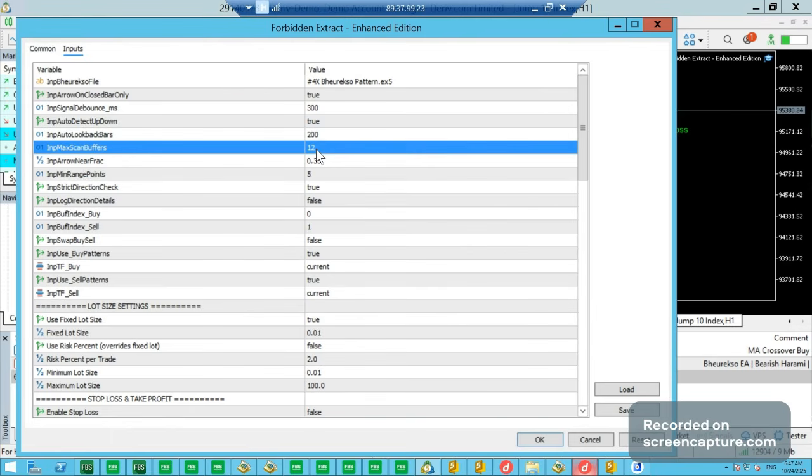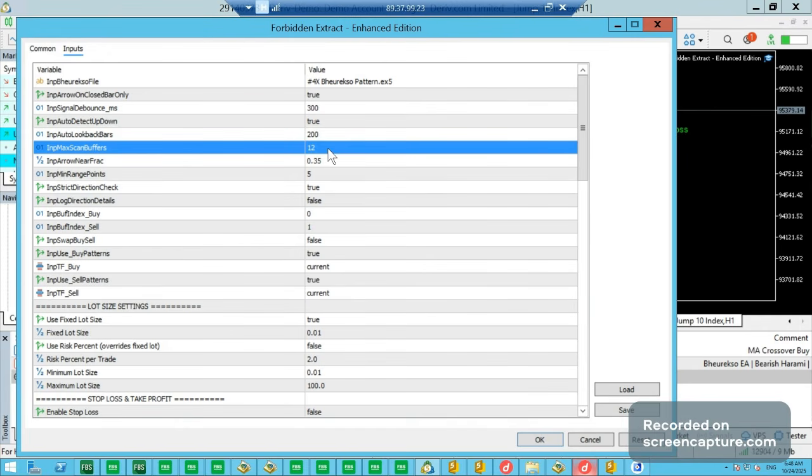So this one is for buffers. The function of the buffer is that each of the patterns has its own unique buffers. All the patterns together, we have 12 patterns altogether. That is why we have the set of 12 buffers. So just set this to 12, because the more you reduce the number of buffers, the more you reduce the number of signals that the EA will generate. So just leave it at 12.